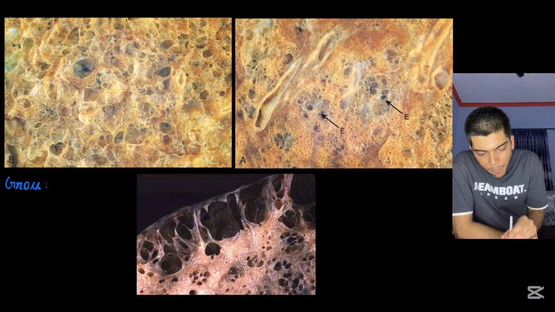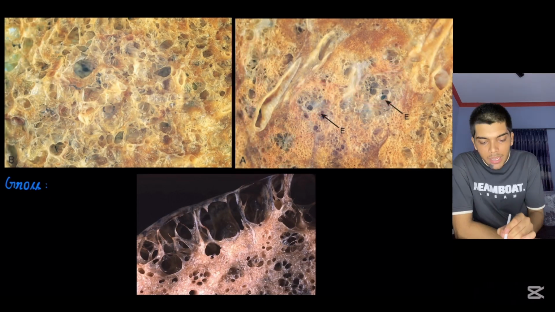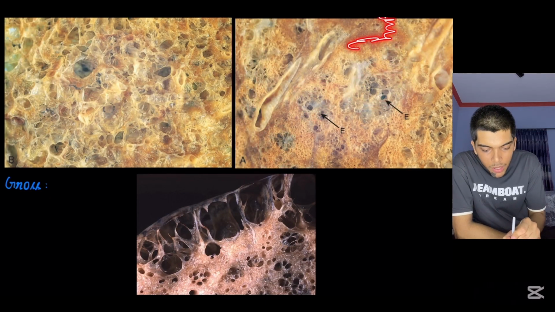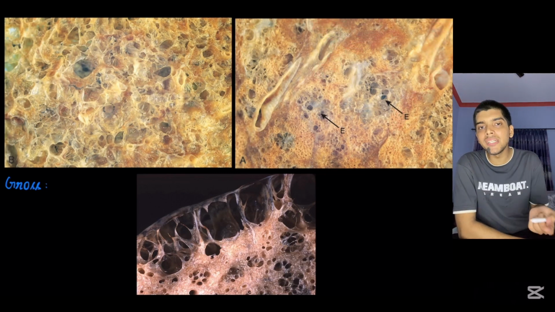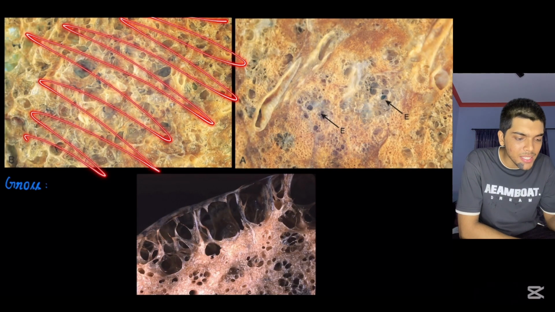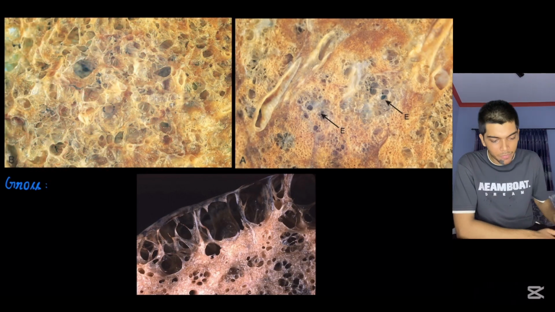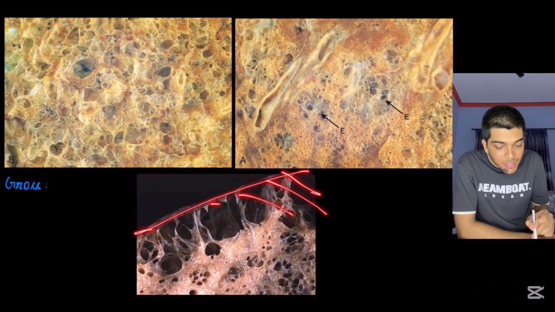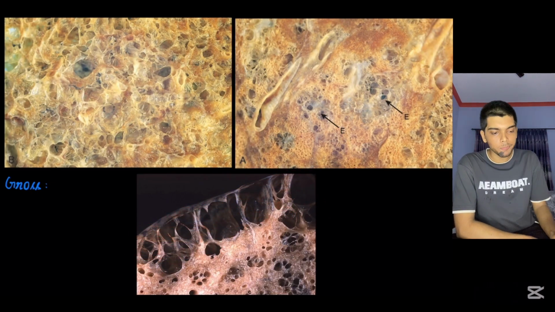So there is partial involvement here, right? But these areas, they are normal. These areas, they are normal. That means there is partial involvement, centri acinar. Here the complete parenchyma is emphysematous, so it is pan-acinar. Here it is only the paraseptal region, the septal region, that is affected, so it is paraseptal emphysema.